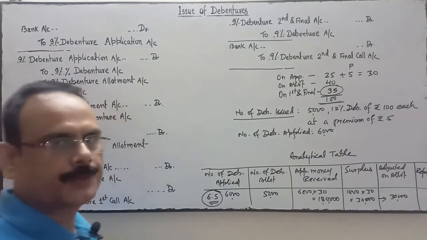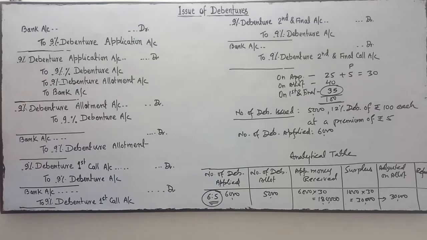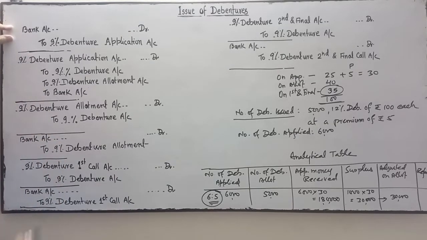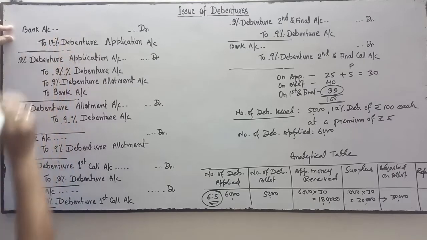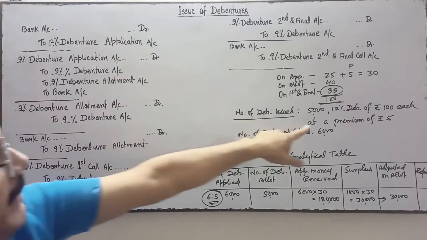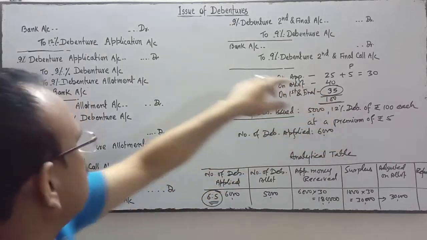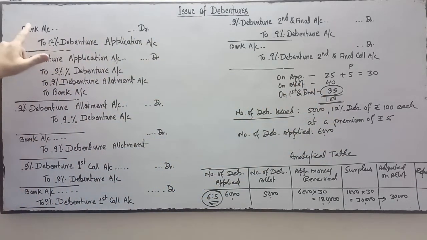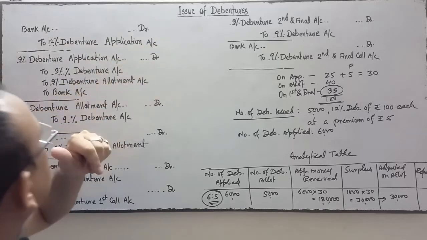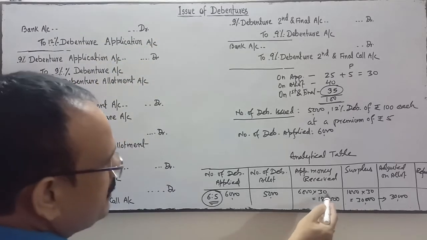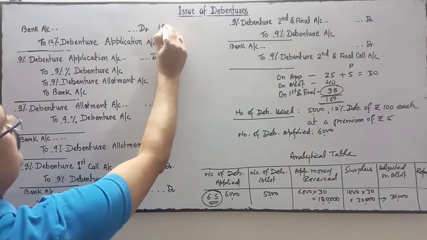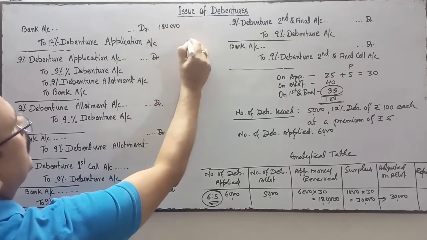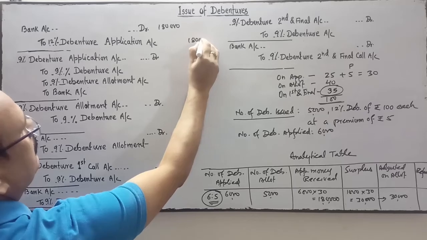Now come to the journal entry. First entry is bank account debit to 12% debenture application. Debenture is a 12% debenture, so we have to write 12%. Bank account debit to 12% debenture application. How much money have we received on application? 1,80,000 rupees we have received on application.